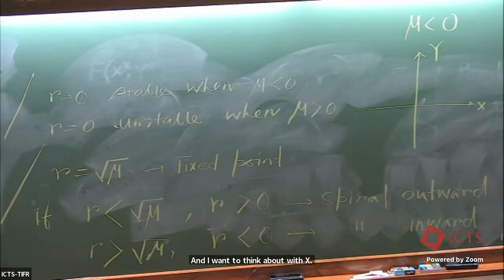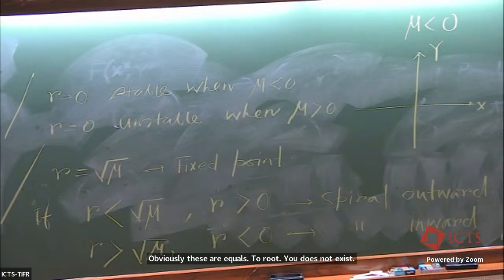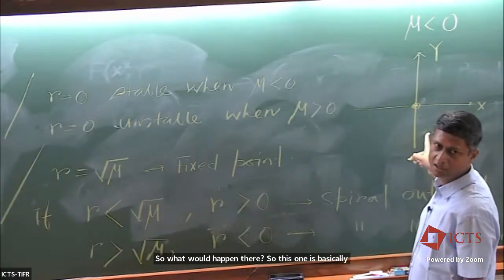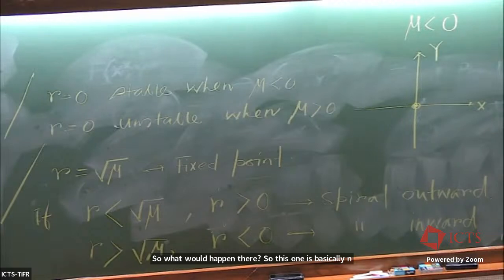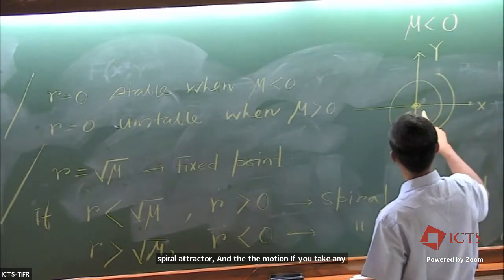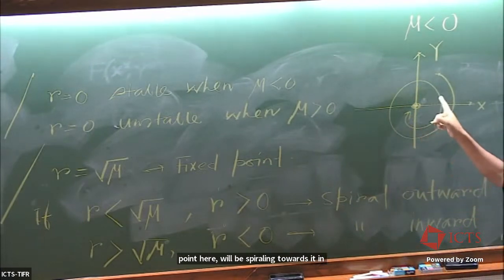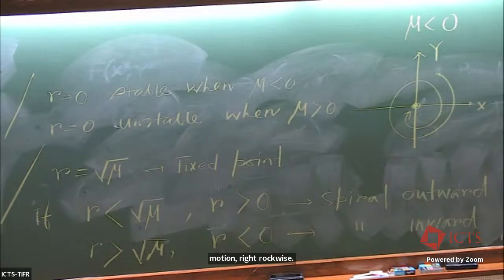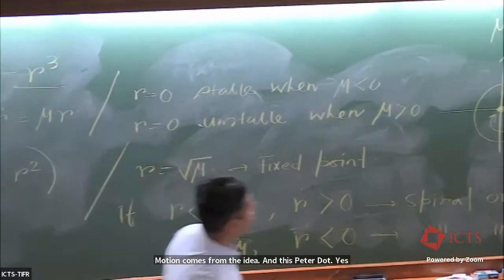So what we have is that if mu less than 0, and I want to think about this xy plane, right? If mu less than 0, then obviously this r equals root mu does not exist, right? Because it's the radius. It has to be a quantity with positive magnitude. So what would happen there? So this one is basically a spiral attractor, and if you take any point here, it will be spiraling towards it in a clockwise motion, right? Clockwise motion comes from the idea that this theta dot is negative, right?